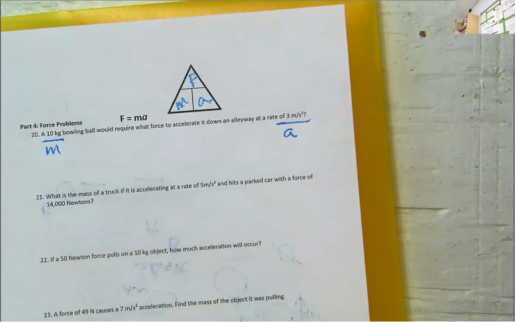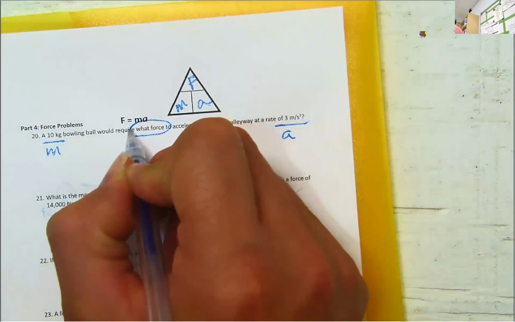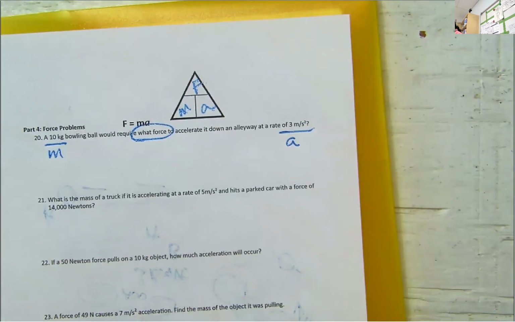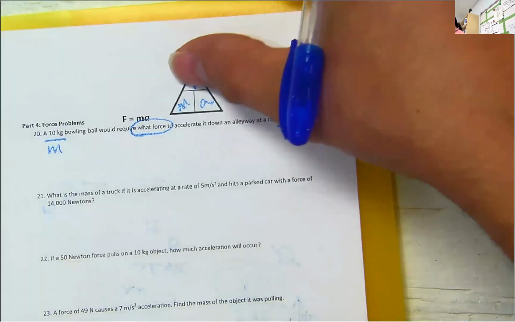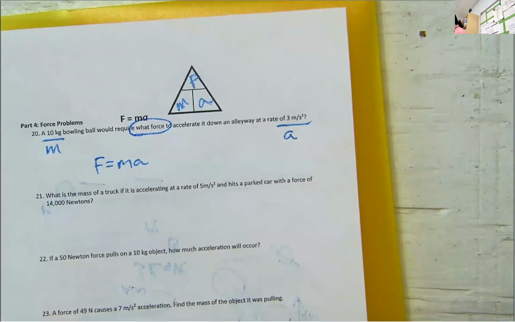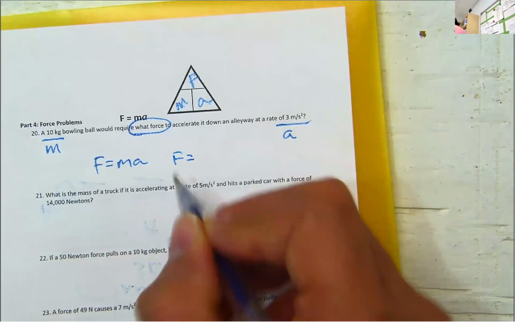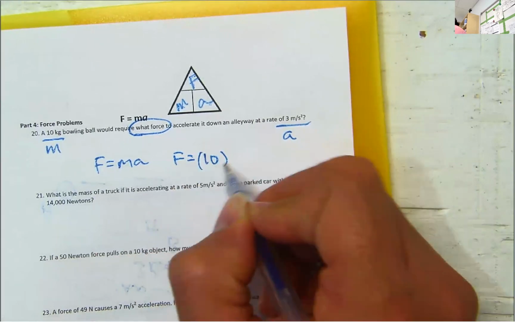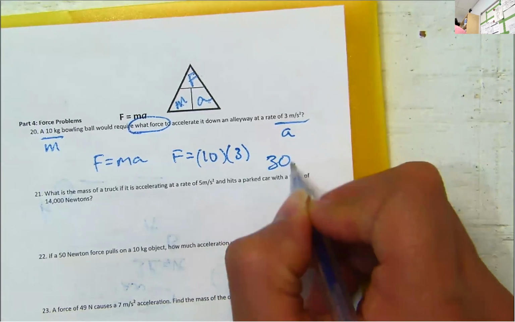The U is the unknown, so the unknown is what it's asking for. So I'm going to circle that. What force is needed? So now we can write the equation. We're saying force, so cover up the F. F equals M times A. Then we can substitute. F equals 10 times 3, and you get 30 newtons.